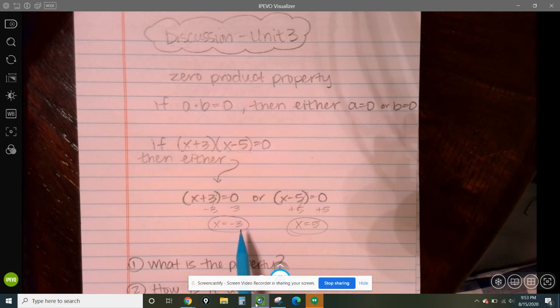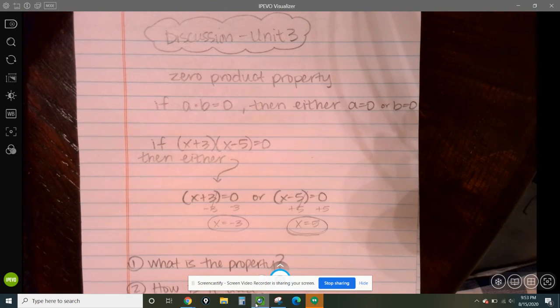And sometimes it makes sense for the answer to be positive, like if you're talking about length, like what is the length of this side of the rectangle? It would only make sense for a positive answer to work. So you would know it was this one. So that's how they used it in this unit.